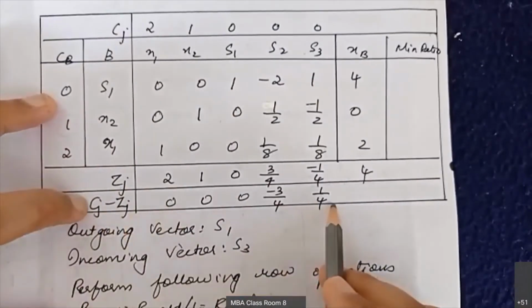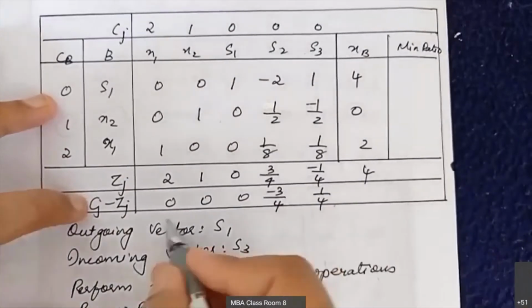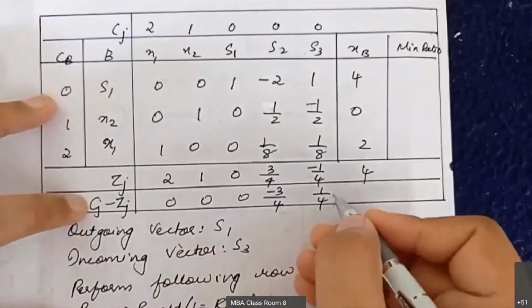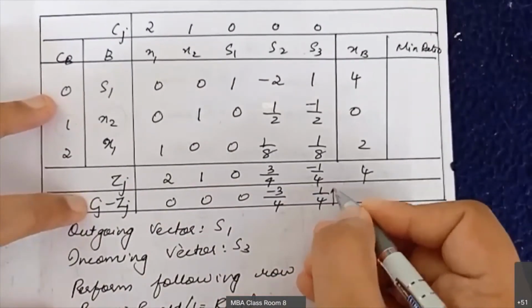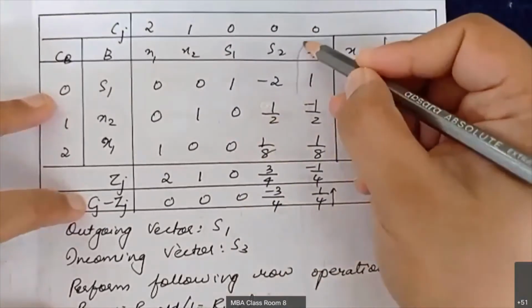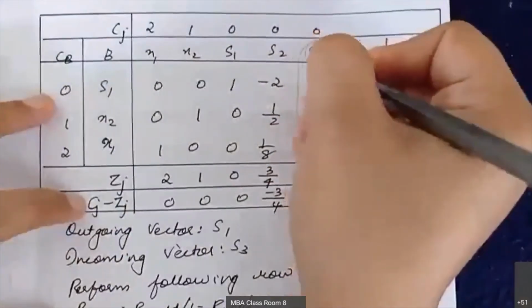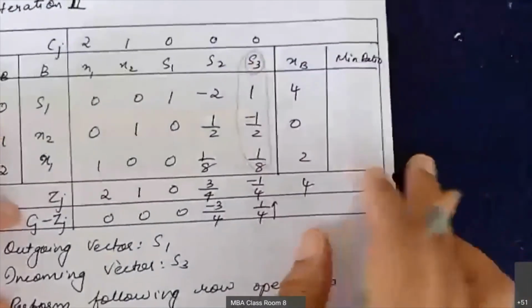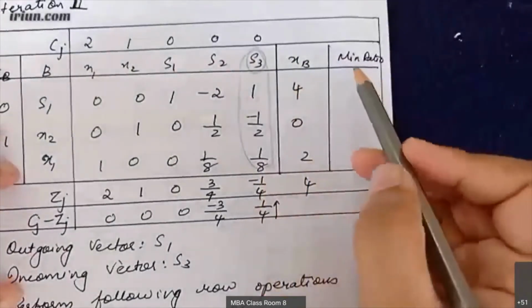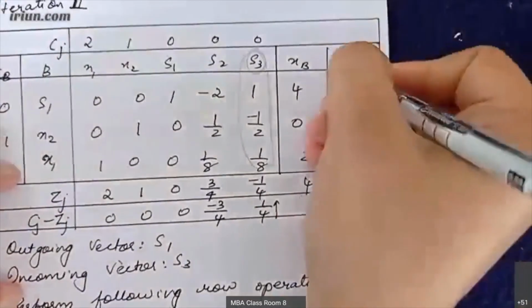In this case, we have to go for the most positive value of Cj minus Zj. Over here, I have 1 by 4. So the column corresponding to 1 by 4 will be the entering variable. Over here, my entering variable will be S3. Now I have to decide the leaving variable. How will you decide it? You have to calculate the minimum ratio.